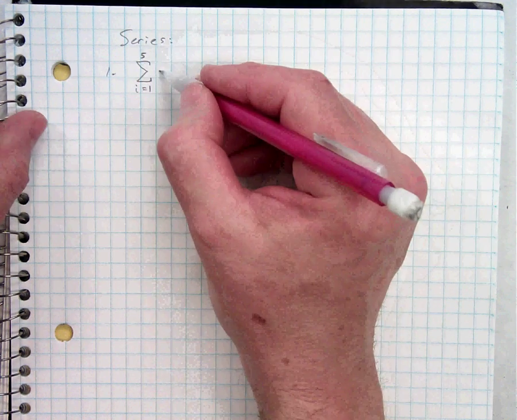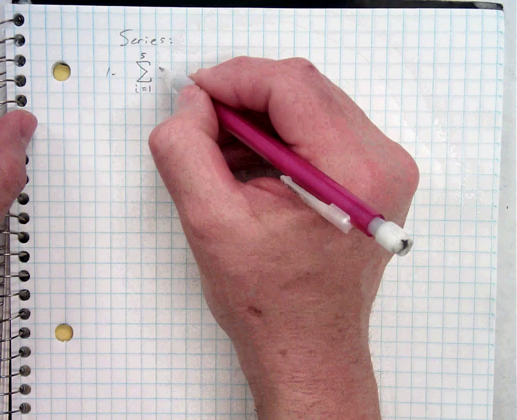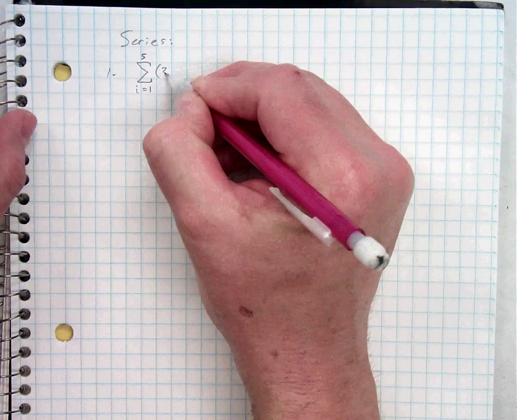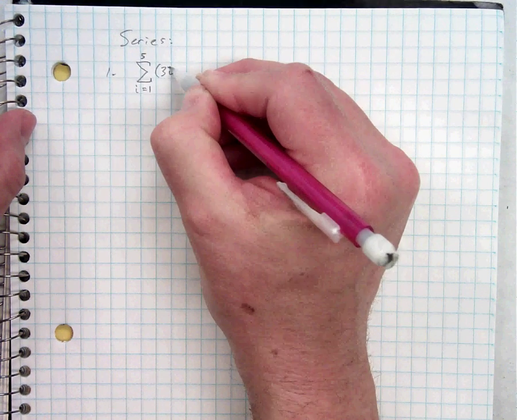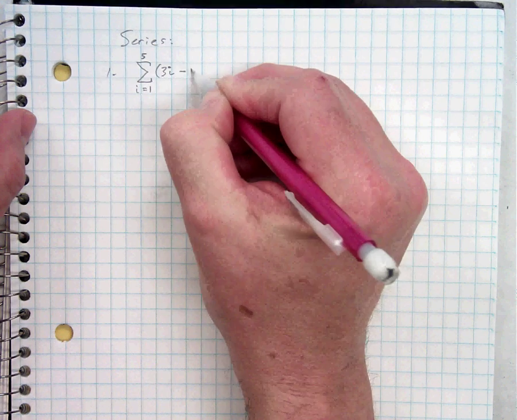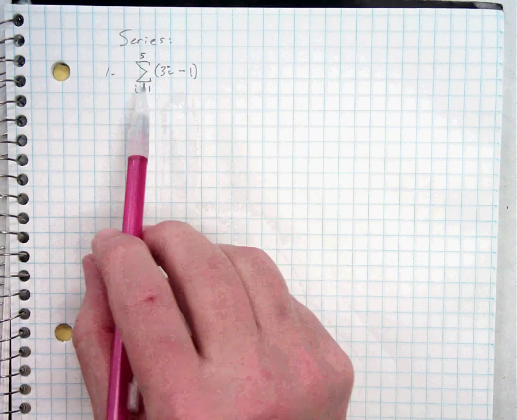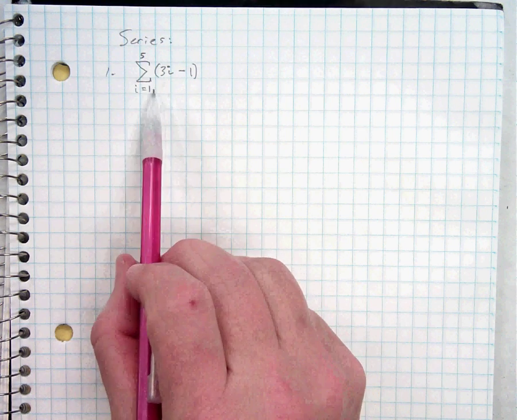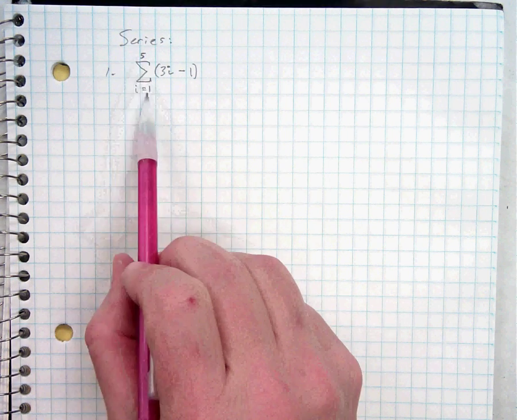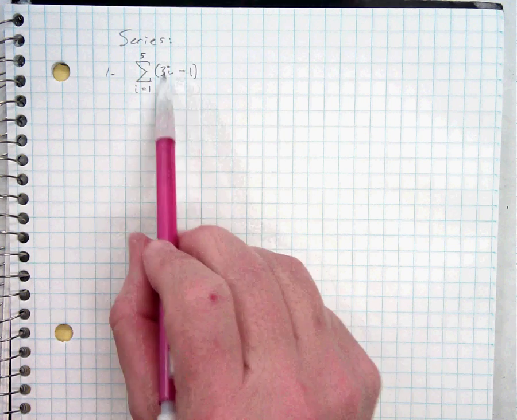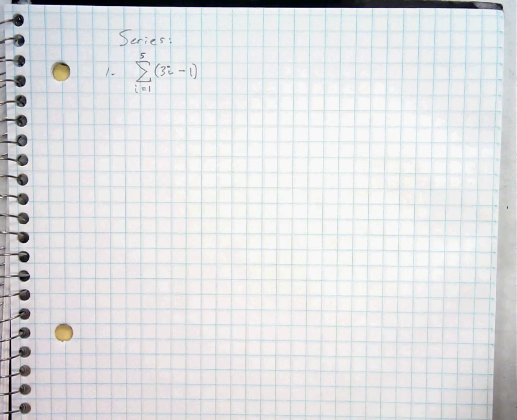And then here you'll have a rule. So let's say the rule is 3i minus 1. All right. So all you do to do a series is you find the first 5 terms of this series from the rule and add the numbers up.